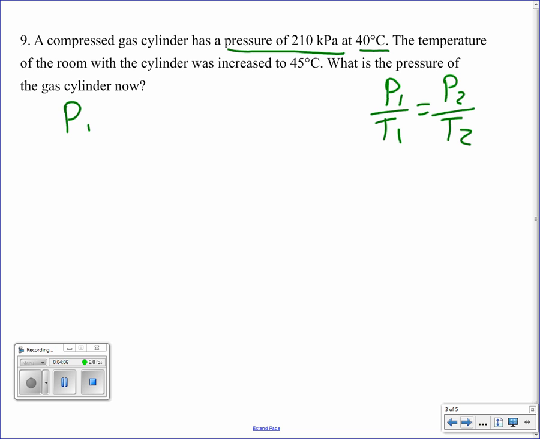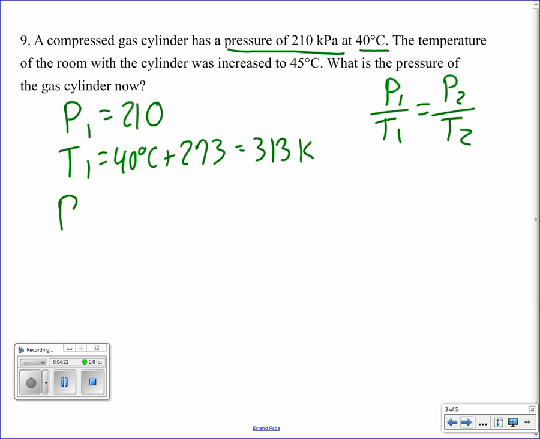So P1 is 210. Our T1 is 40 degrees Celsius, and again we have to add our 273, which is, make sure I do it right, 273 plus 40 is 313 Kelvin. And then our P2 is what we don't know, and our T2 is 45 degrees Celsius. Again, we have to convert it to Kelvin by adding 273, and that gives us 318 Kelvin.